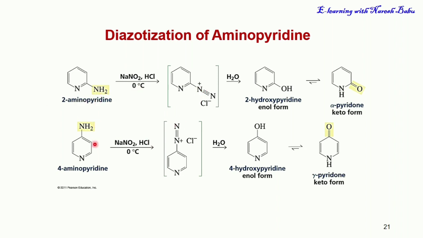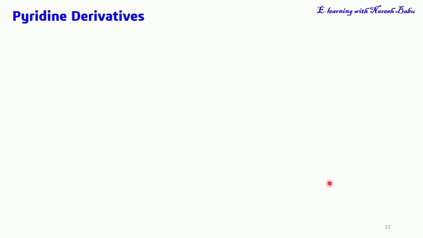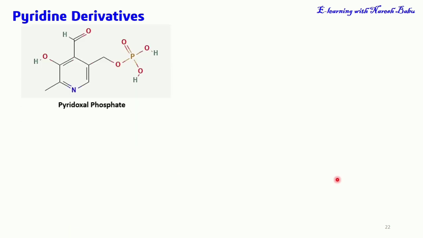So by reacting this 2-aminopyridine or 4-aminopyridine with sodium nitrite, NaNO2, the amino group is converting into a diazo compound. Upon hydrolysis this is going to give 2-hydroxypyridine or alpha pyridone, or 4-hydroxypyridine or gamma pyridone. And lastly, we can see the different pyridine derivatives and their uses. First, we can see some examples.